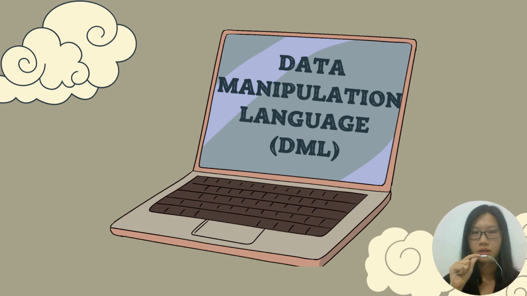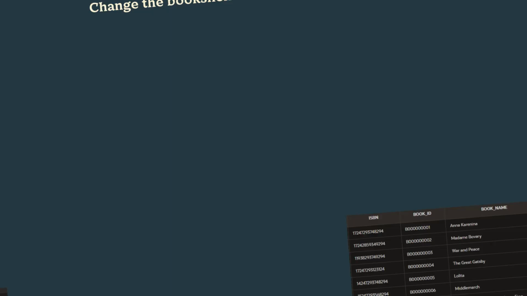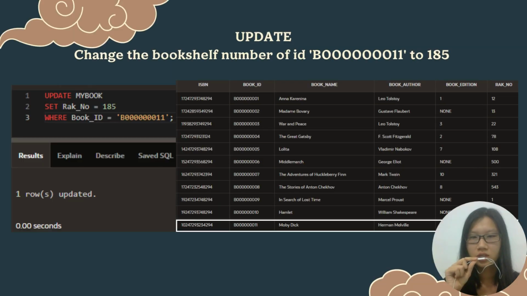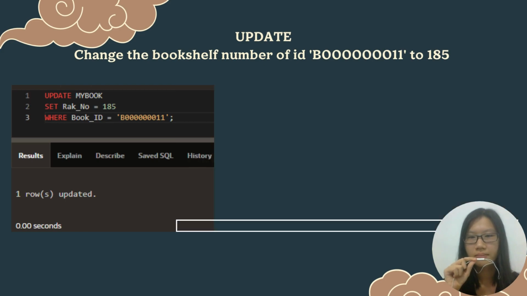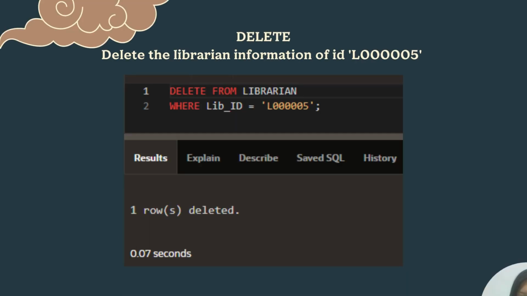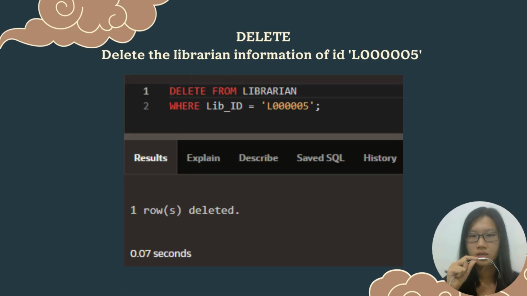Next, I will be presenting about data manipulation, the HTML. It contains several operations. First is the update operation. Change the bookshelf number of ID B11 to 185. The figure below shows the SQL statement. Next is the delete operation. Delete the librarian information of ID L5. The figure below shows the SQL statement and the results.